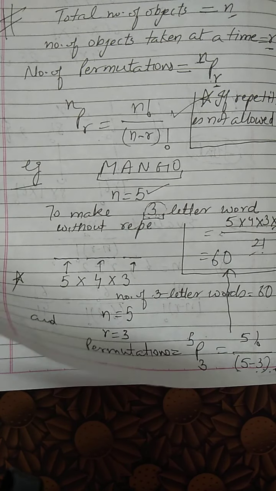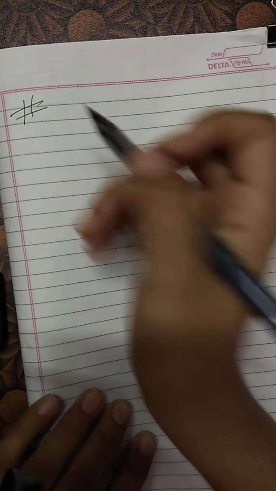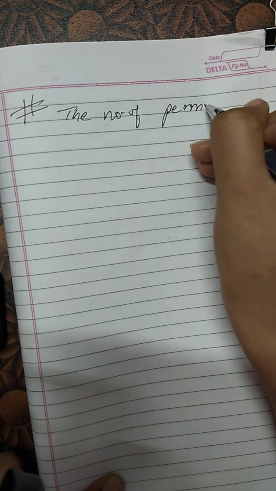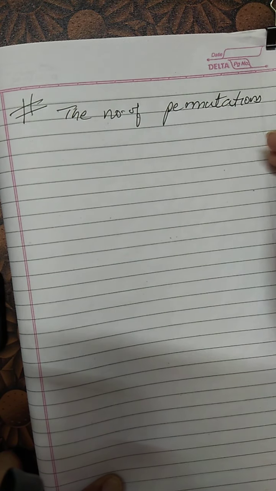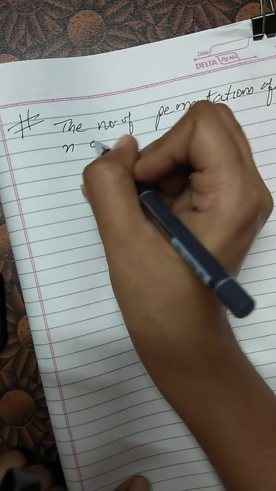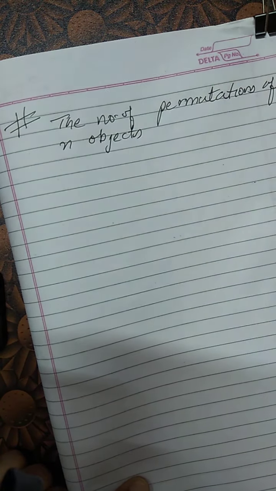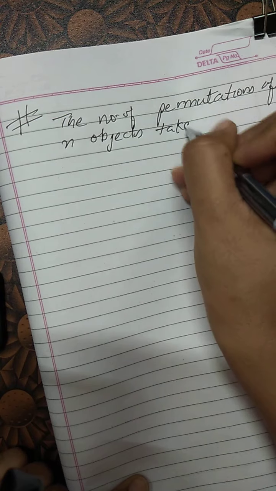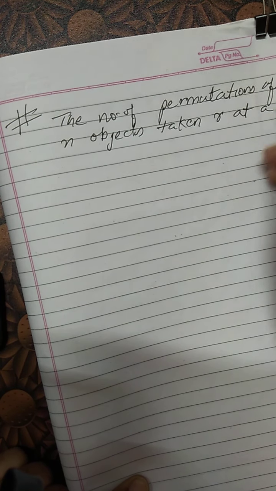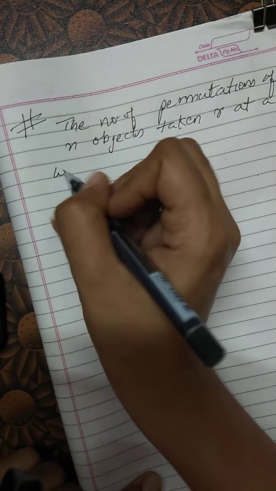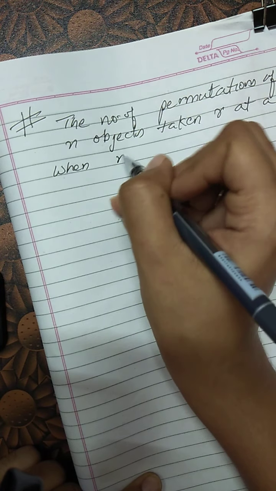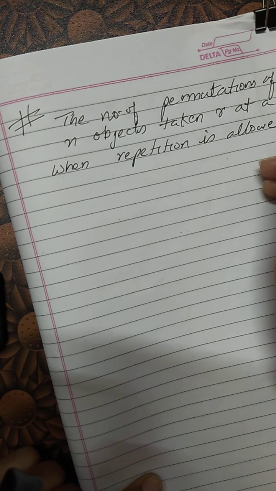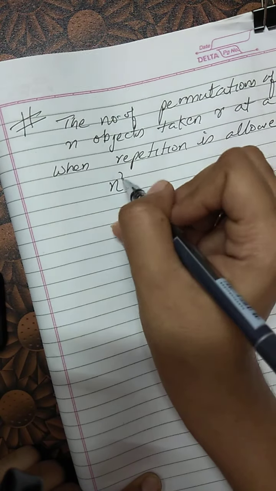Now let me give you the direct formula. The number of permutations of n objects taken r at a time when repetition is allowed is n raised to power r.